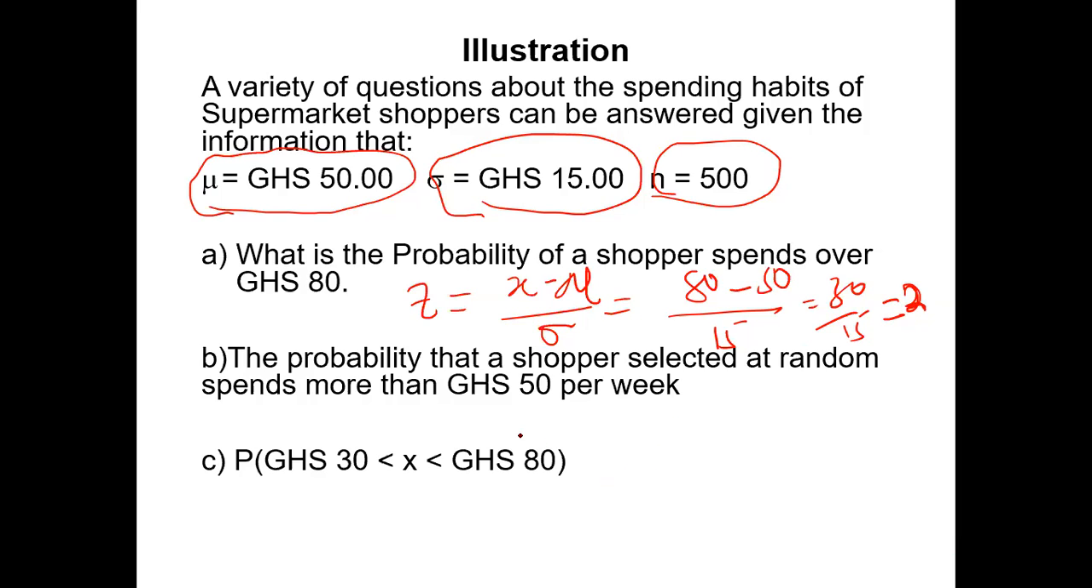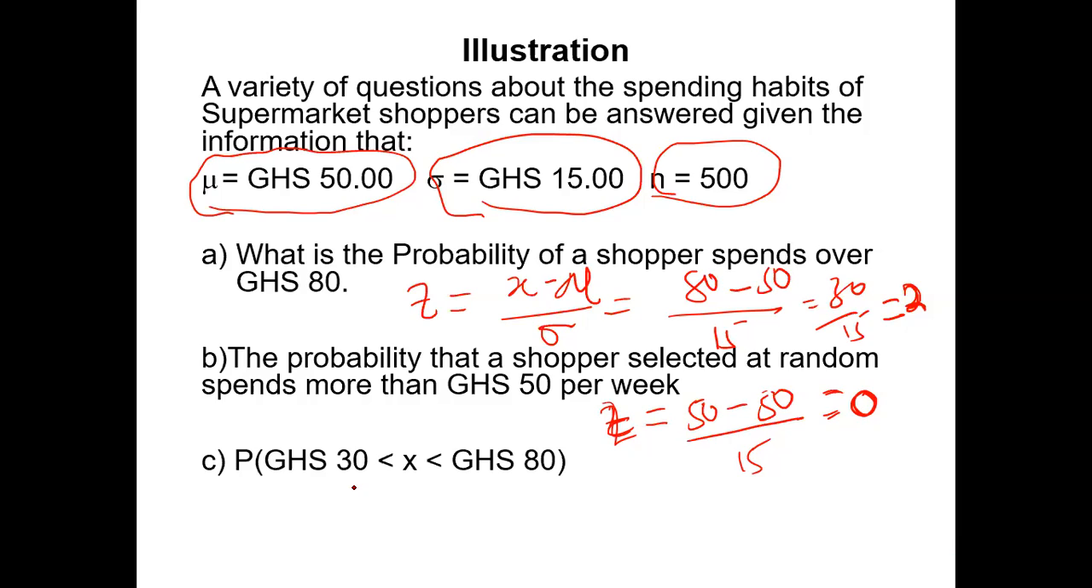B, find the probability that a shopper selected at random spends more than 50. If you want to standardize 50, z is equal to 50 minus the average, which is 50, all over the standard deviation, which is 15. So you will get 0.